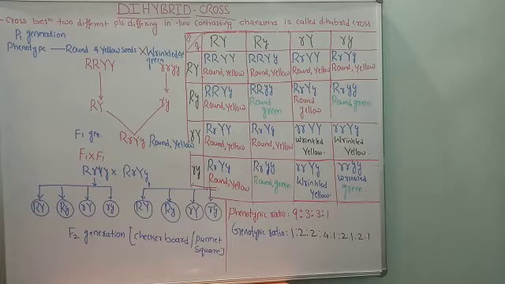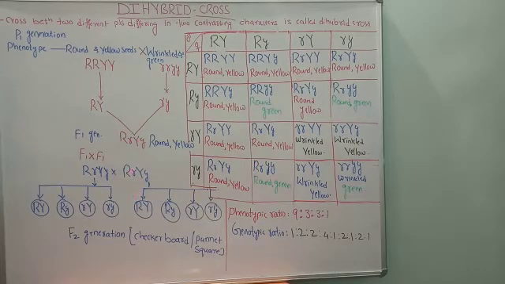The genotype of the F1 generation is capital R, small r, capital Y, small y. This is F1, and it is selfed with the same type of genotype. So let us make the gametes. It is very important to form the gametes correctly, so don't make any mistake while forming them.